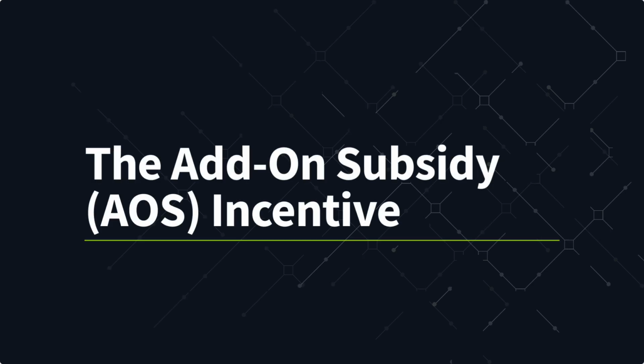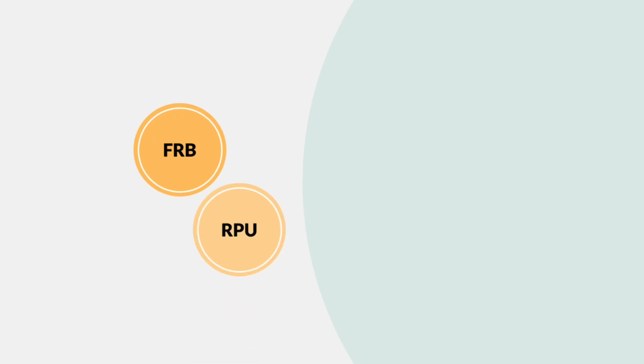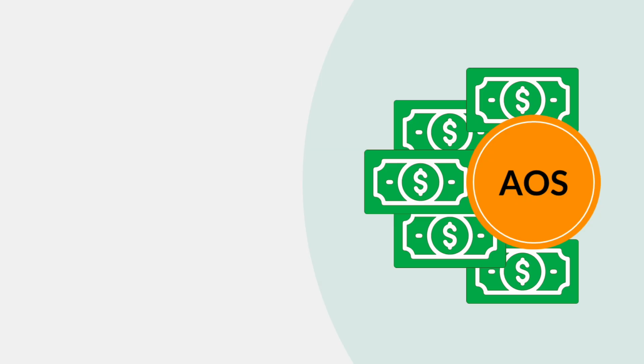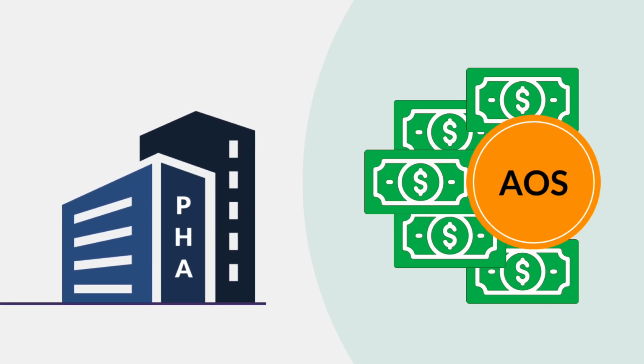So, what is the Add-On Subsidy incentive? In contrast to the Frozen Rolling Base or Resident Paid Utility incentives, the AOS is a cost-based incentive. The AOS incentive increases a PHA's total operating subsidy grant eligibility by providing subsidies for loan costs associated with energy and water conservation measures and other costs directly related to the EPC.